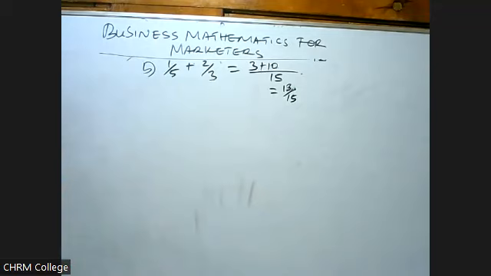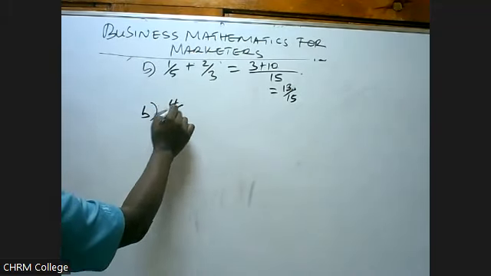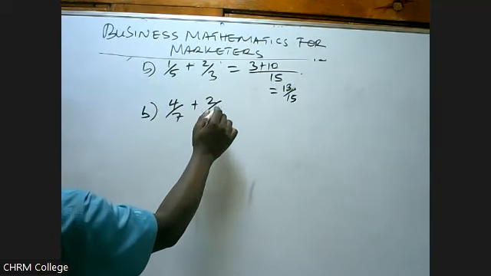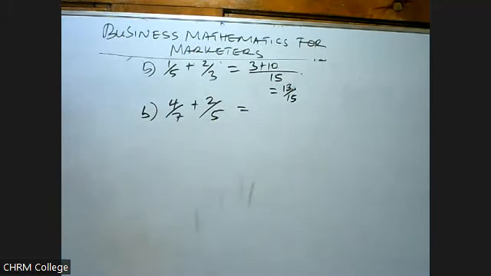If you are at a point whereby you can do this, can you try this for B? When you have 4 over 7 plus 2 over maybe 5, what will be the answer? Can you try that for me?